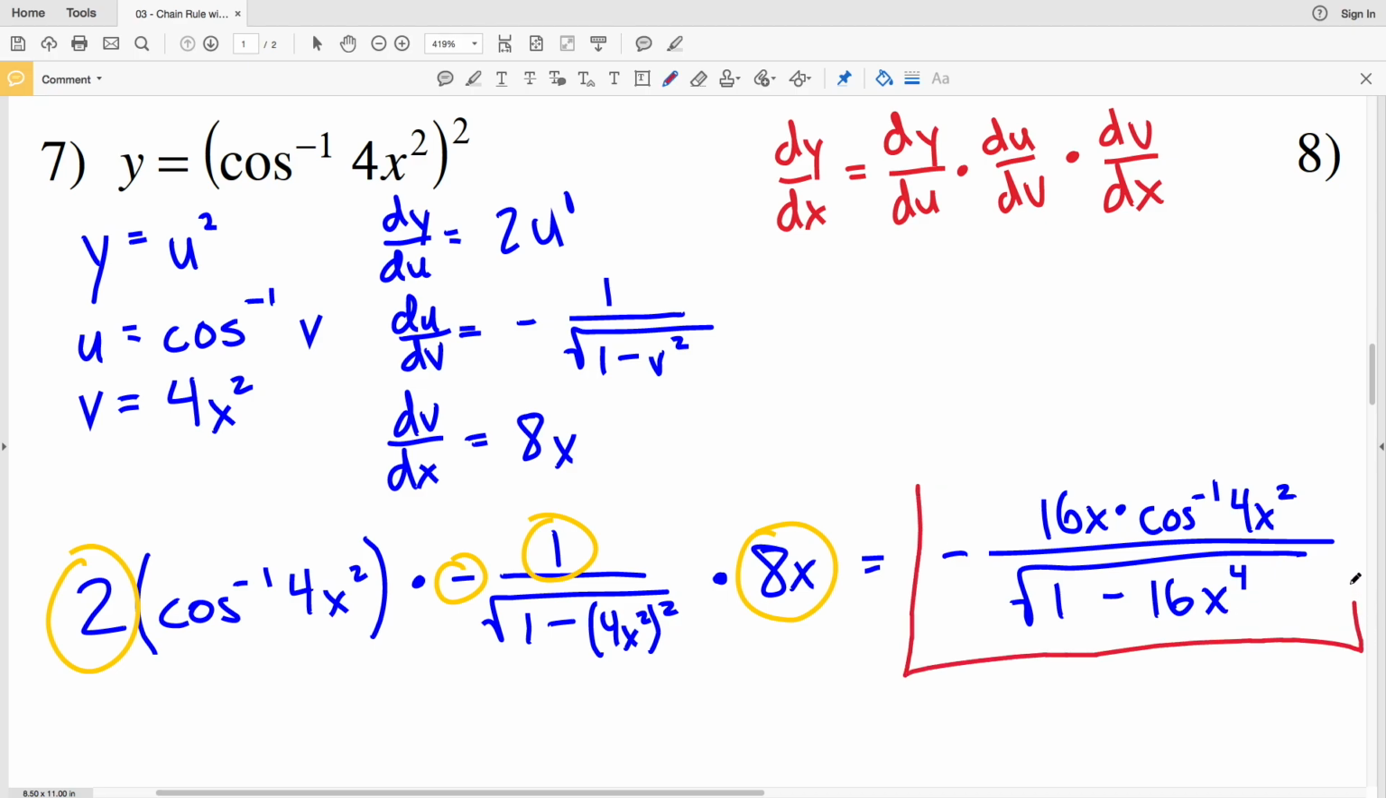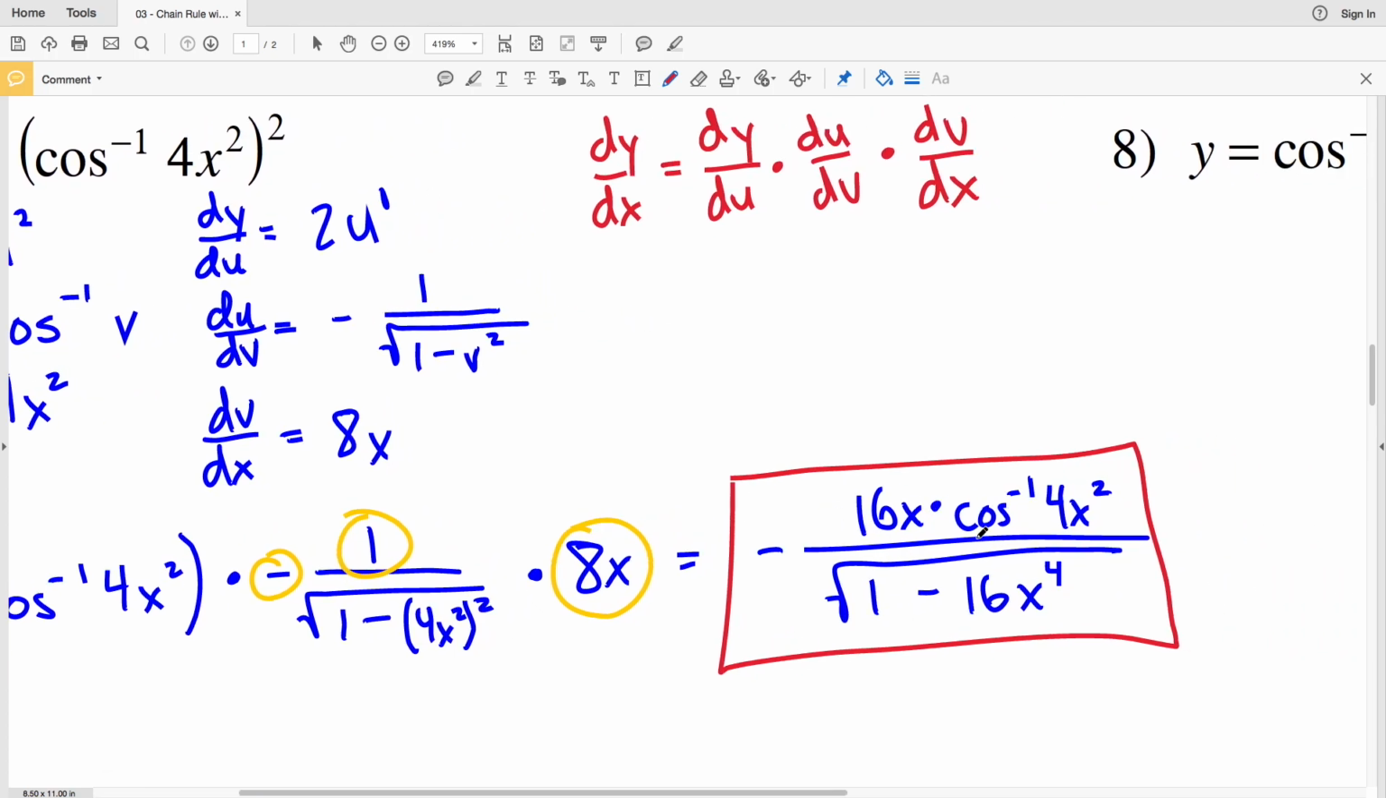And that's my solution in number 7. Negative 16x times the inverse cosine of 4x squared all over the square root of the quantity 1 minus 16x to the 4th. Now onto our last problem, number 8.